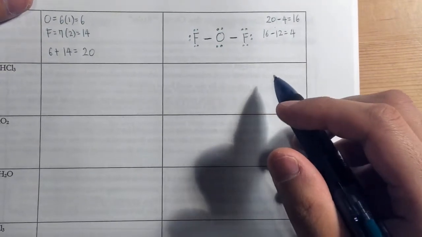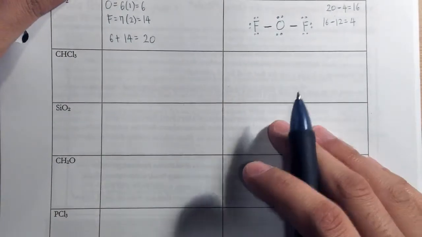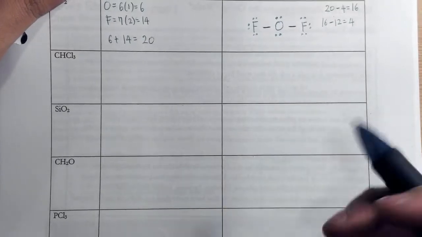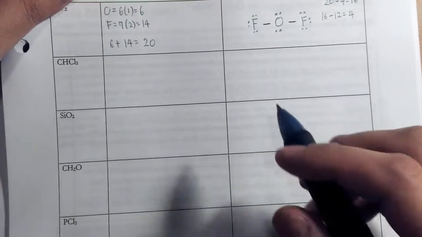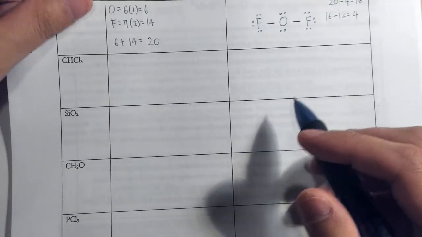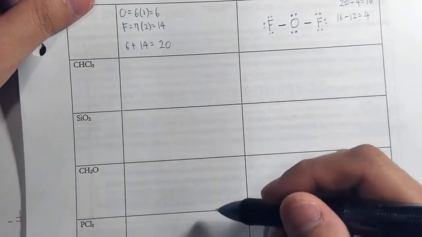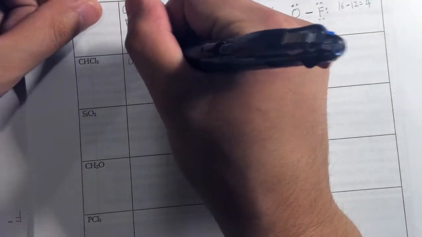Alright? So for the rest, you probably understand how to do it, so I'm going to show you some shortcut, or my way of doing the shortcut. First of all, I'm going to mark all these amounts of valence electrons first, because you'll probably need to fill these out. So I'm going to do this quickly.